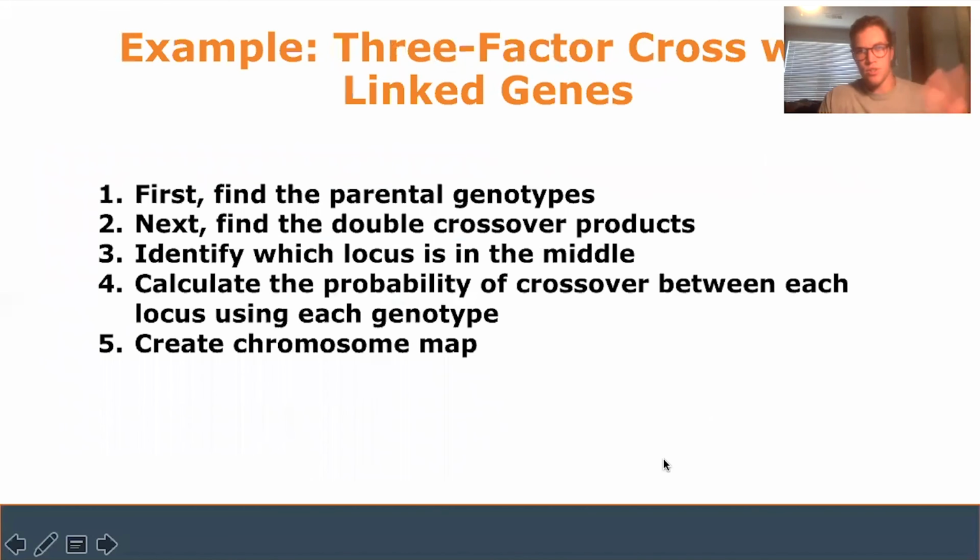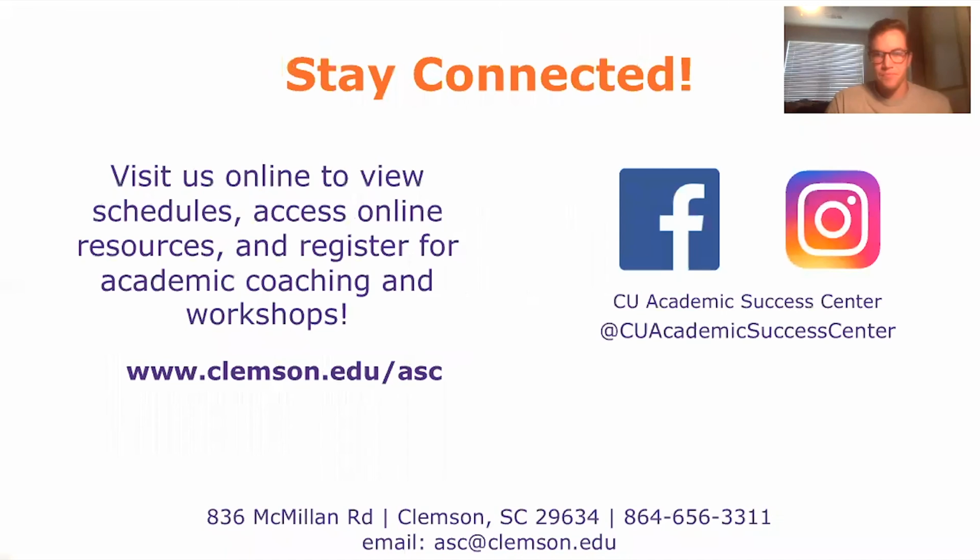Okay, so this is just a summary slide to help you remember. This is how I think about it. Step one, you look at the problem and the data and identify the parental genotypes, which will be the most common genotypes in the offspring. Next, you find the double crossover products, which will be the least common. By comparing those, you can figure out which locus is in the middle. Then you calculate the probability of crossover between each locus using the genotype data, and then you create your chromosome map.